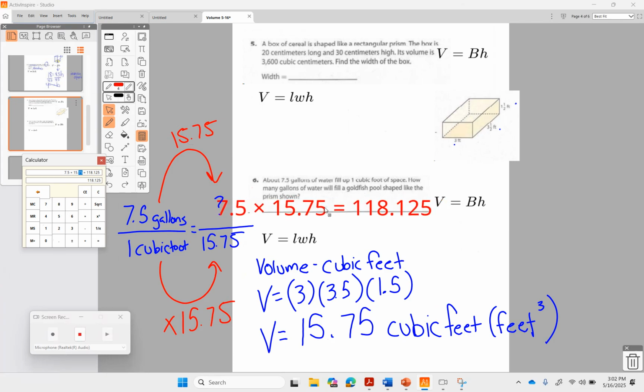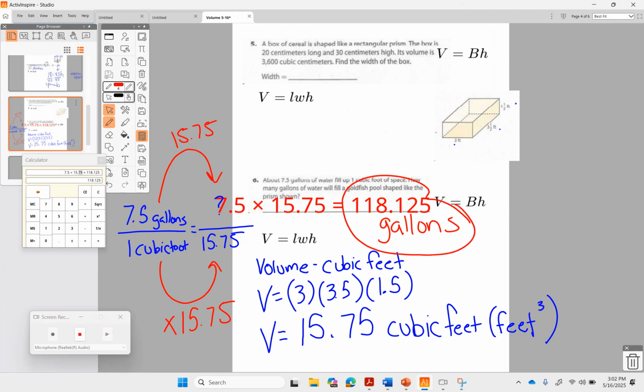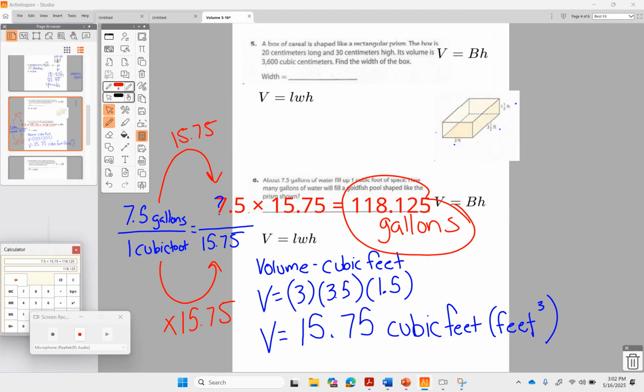okay? So in this case, we have found gallons. It is going to take a little over 118 gallons to fill our pool. I'm going to keep going. We've got 3 problems left.